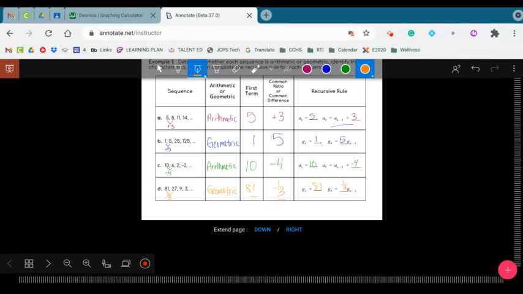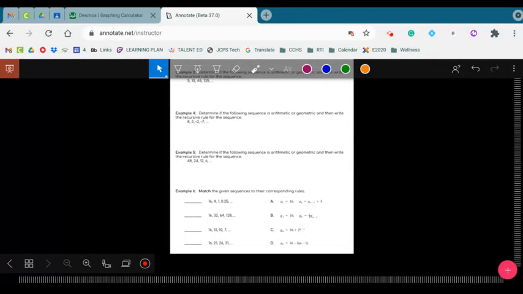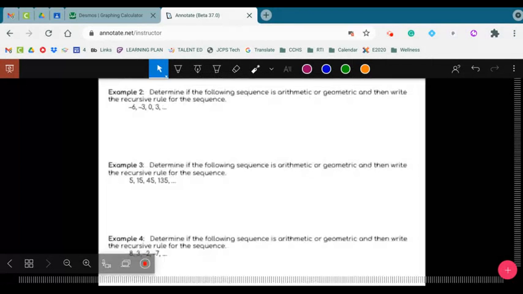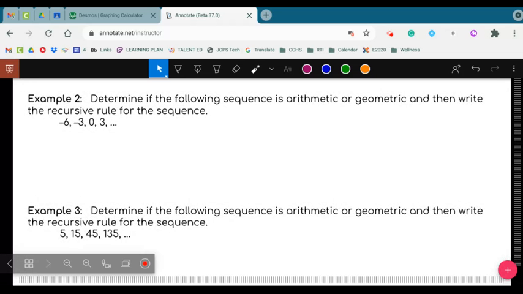Okay. Hopefully you guys are kind of getting the hang of this. We're going to go to the back side where we're actually going to have to fully write the formula. It says determine if the following sequence is arithmetic or geometric, and then write the recursive rule. So you have to make sure you identify whether it is arithmetic or geometric. If you don't do that, you will miss a point. So keep an eye on that, okay?